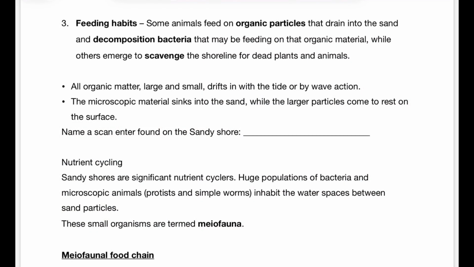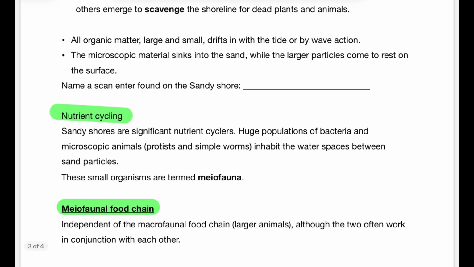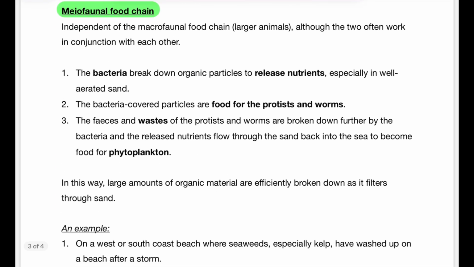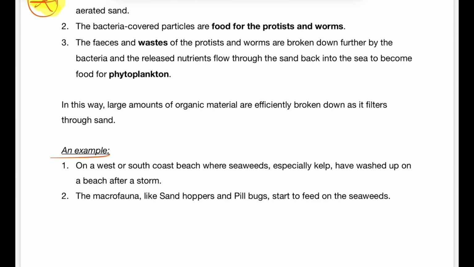Okay, so for our biotic factors, other than our predators and whatnot, the main thing we need to know about sandy shores is this nutrient cycling and meiofaunal food chain. So this is very important. So you guys can have a read through here basically on your notes. I'm going to go to the slides. I'm going to show you some photos of some animals of the sandy shore, how they feed, how they move, and then basically we'll come back here to this 1, 2, 3 step, because this is incredibly important for your exams, and then we'll go through the example here at the bottom.